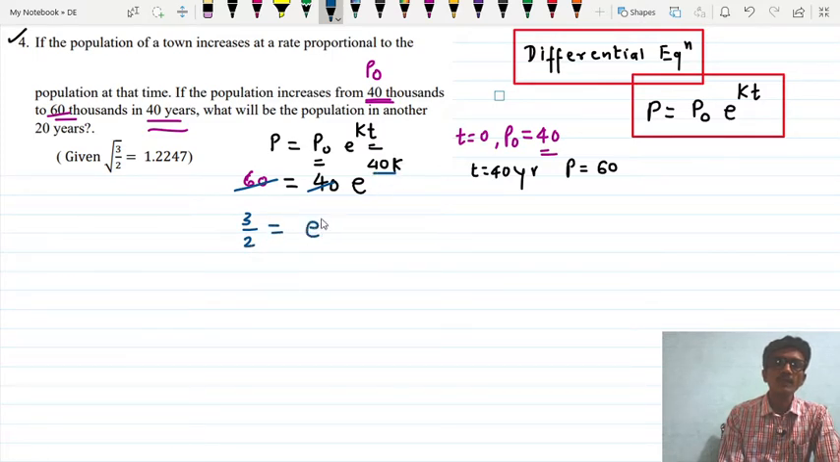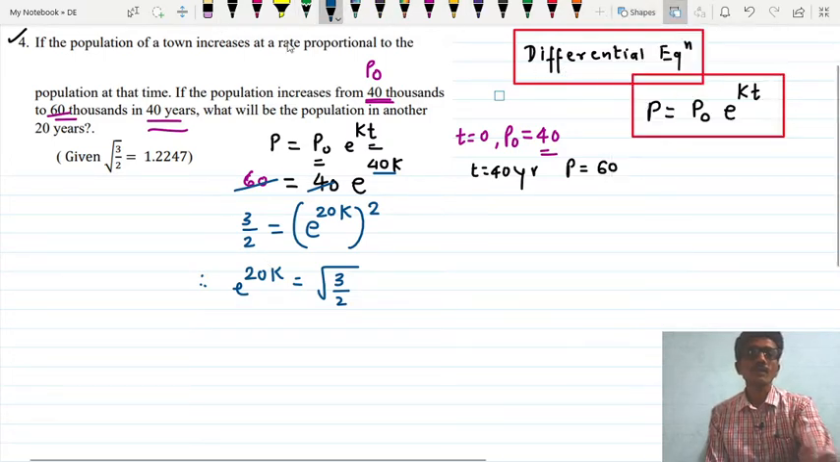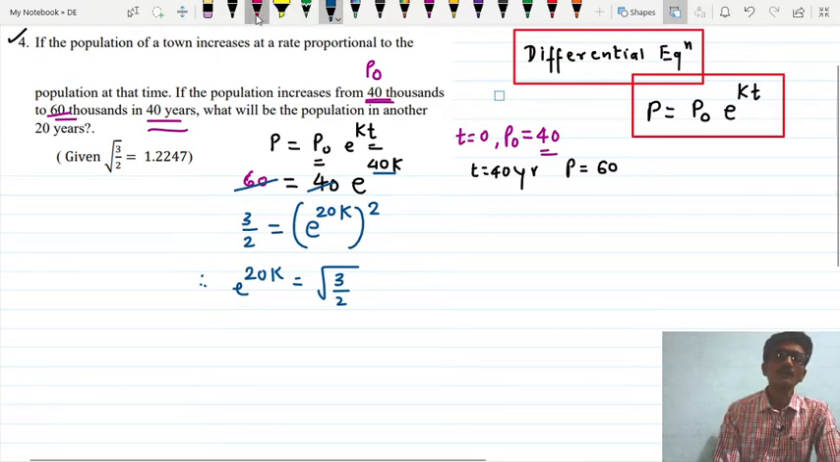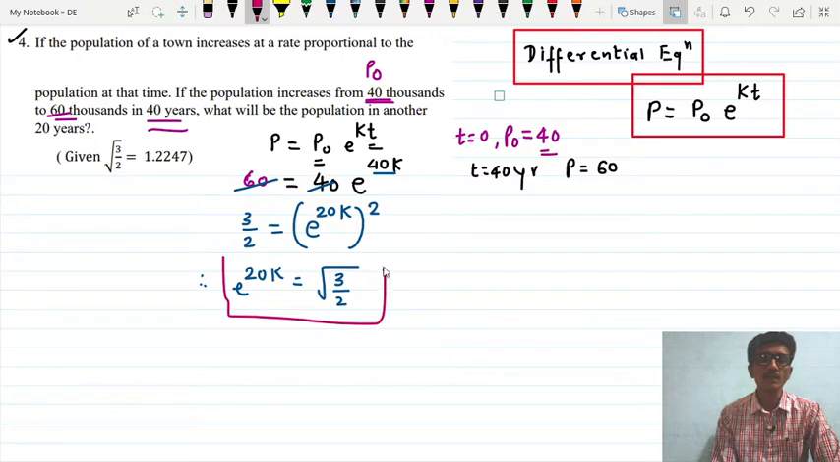If we simplify this, we are getting 3 by 2 equal to e raised to power 40K, and this 40K we can write as 20K and whole squared. So e raised to power 20K is equal to square root of 3 by 2.